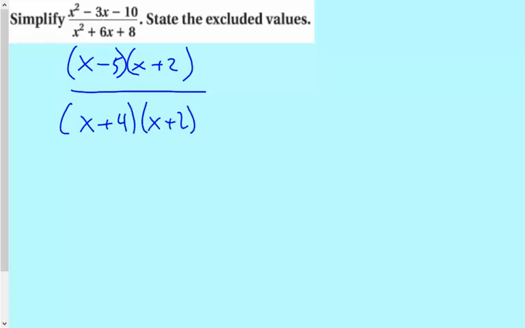If you don't know how to factor this section, it's going to be really difficult for you. So you might want to do a crash course or refresher on factoring trinomials. So the excluded values are -4 and -2. Then what I'm going to reduce is the x plus 2's, and you're left with x minus 5 over x plus 4.